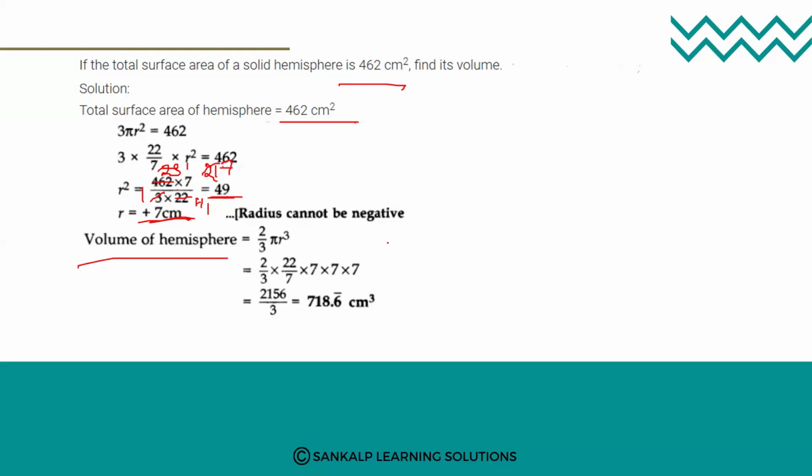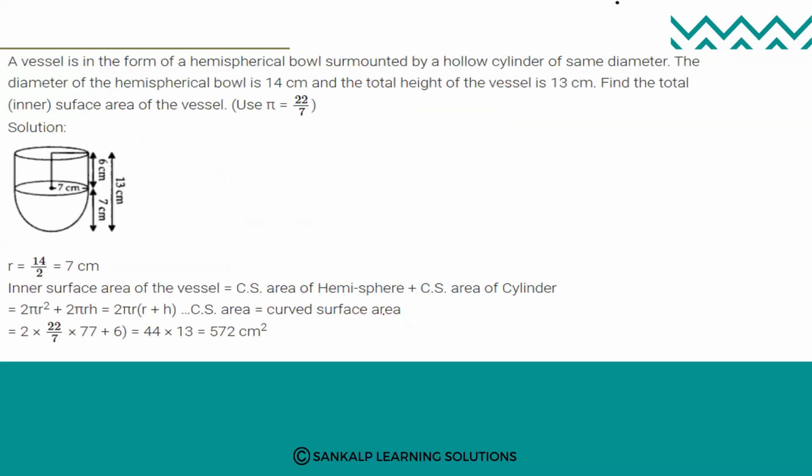Volume of the hemisphere, they have asked. So 2 by 3 pi r cube. 2 by 3 pi, value of pi is 22 divided by 7. R value is 7 into 7 into 7. So 7 and 7 will get cancelled. 2 into 22, that is 44. 44 into 21 divided by 3, that is 2,156 divided by 3. That is 718.6 centimeter cube. Right? This is the volume of the hemisphere.